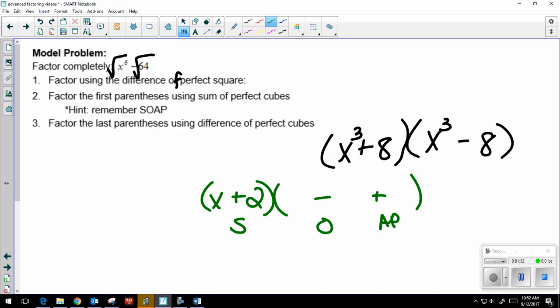and then I'm going to use square, multiply, square. So x squared, x times 2, and 2 squared. And that's the first piece. That was this one. Now I'm going to do the same thing with this one.